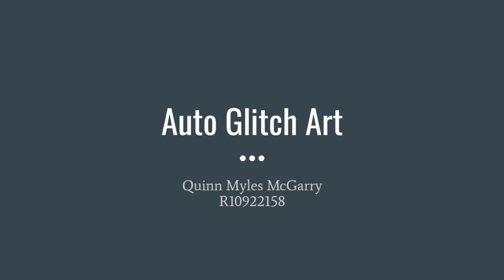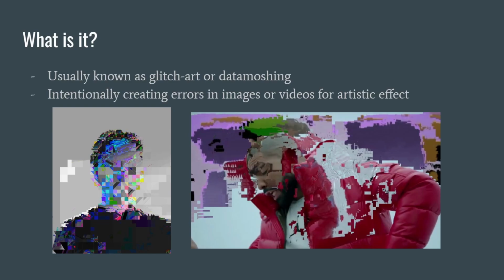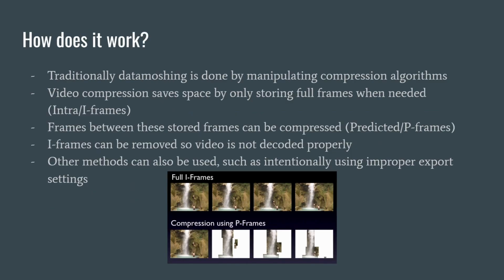Hi, I'm Quinn, and my project is about auto glitch art. So first of all, what is glitch art? It's also known as data moshing, and it is intentionally creating errors and glitches and artifacts in images and videos for artistic effect. So how does it work?